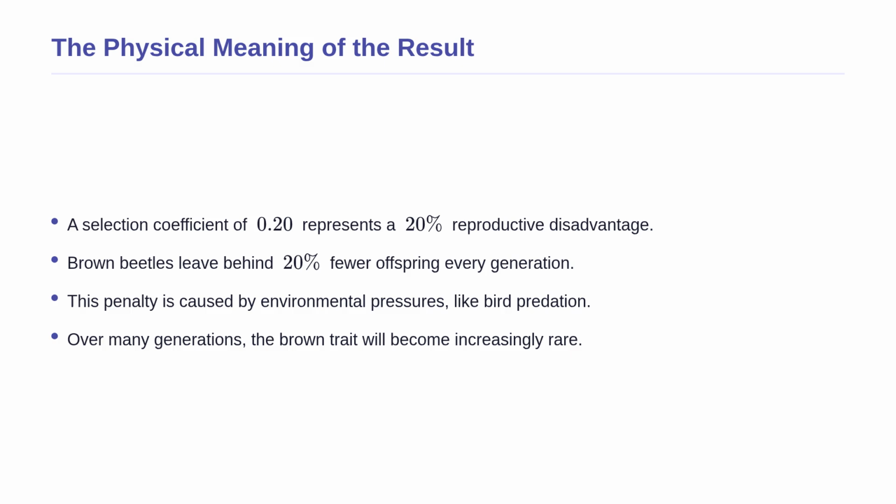Over many generations, this 20% penalty compounds. It will cause the brown beetle trait to become increasingly rare in the population, unless other factors intervene. This shows how a simple number predicts the future of a species.